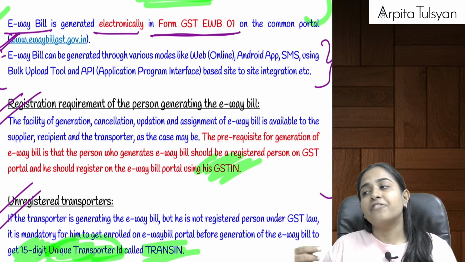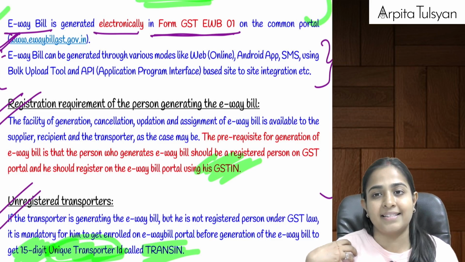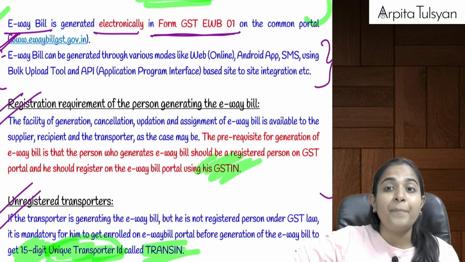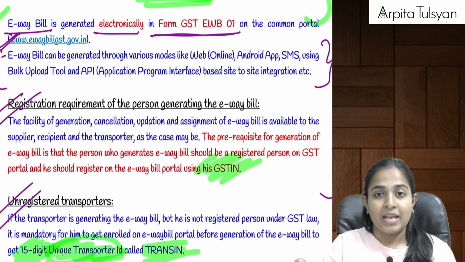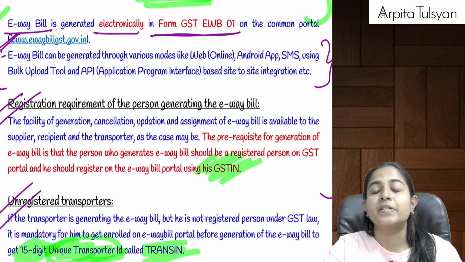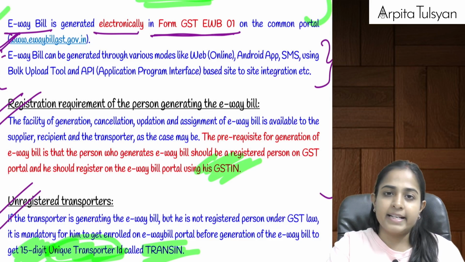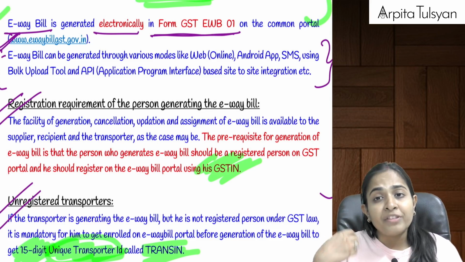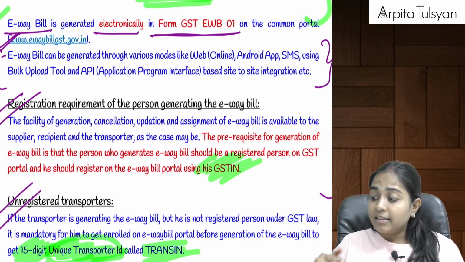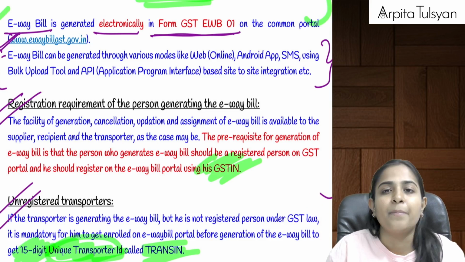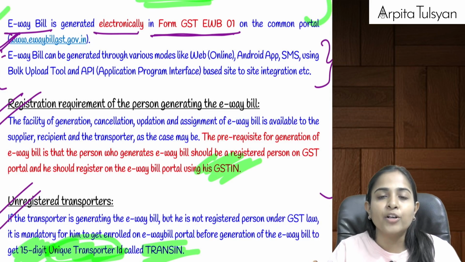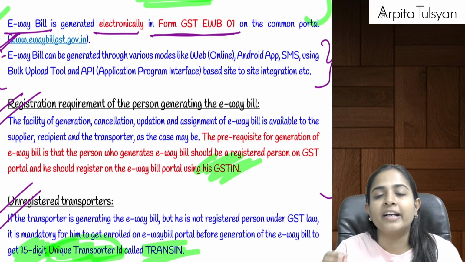But suppose the supplier is an unregistered person, but the recipient is a registered person. If the recipient is a registered person, then in such case, e-way bill will be generated by the recipient. Let's say both of them are registered persons, but the transportation is arranged by the recipient. Then the recipient is going to generate the e-way bill.